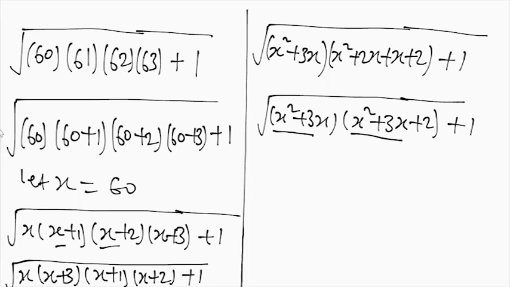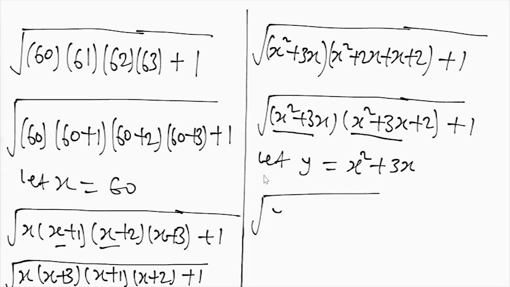So I can also manipulate and say, let y be equal to x squared plus 3x. So if that is the case, anywhere I see x squared plus 3x, I can put y. So then that expression becomes y into y plus 2 plus 1.